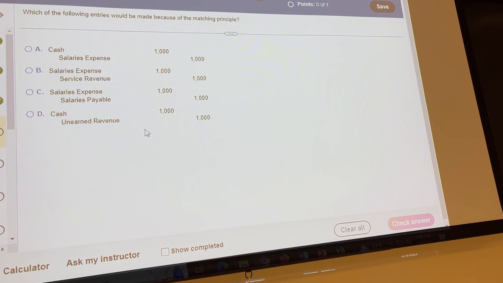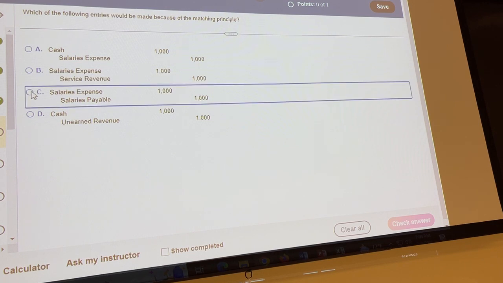Okay, which of the following entries would be made because of the matching principle? There's a lot of stuff we could have gone through in chapter 3 with the revenue recognition principle, but we didn't do all that. C. Yeah, okay. I think it is C.